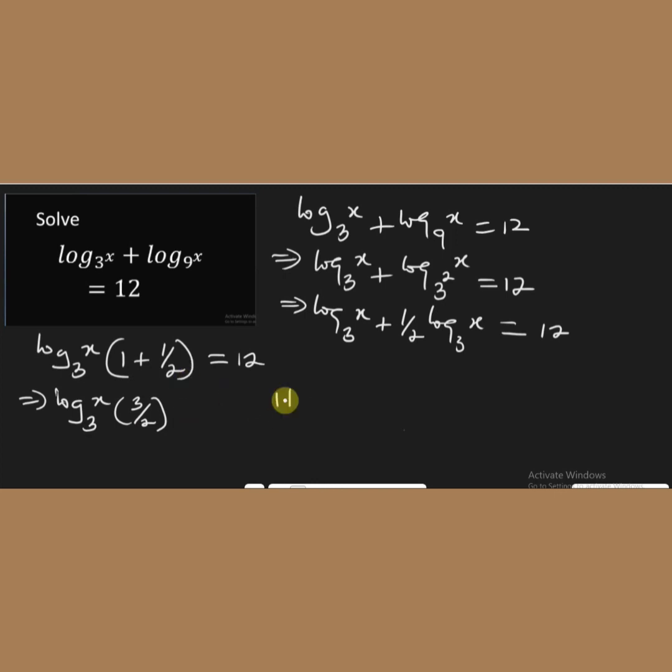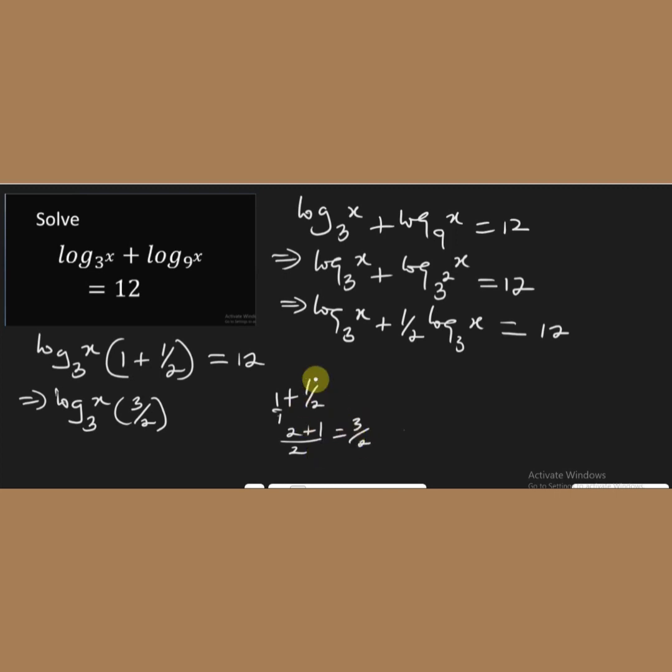1 plus half is supposed to be, this is a fraction. Make this 1 to have a denominator as well. And the LCM of 2 and 1 is 2. So 2 divided by 1 is 2. 2 times 1 is 2. Plus, this is how to add fractions. 2 divided by 2 is 1. 1 times 1 is 1. You can see 2 plus 1 is 3. Divided by 2.